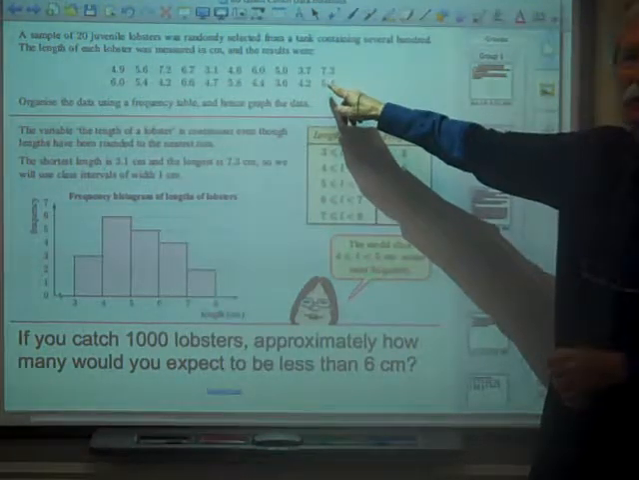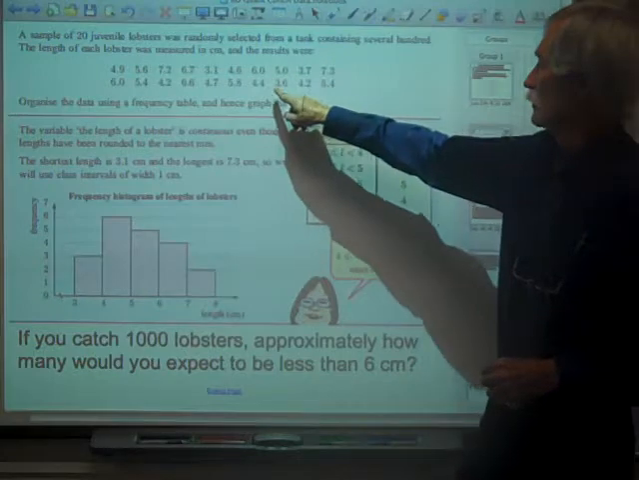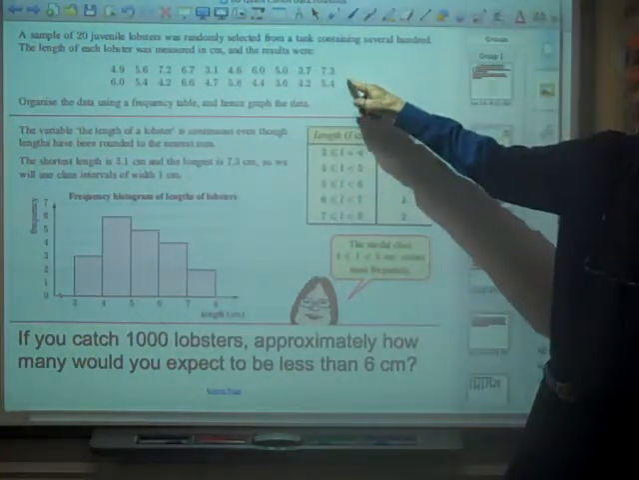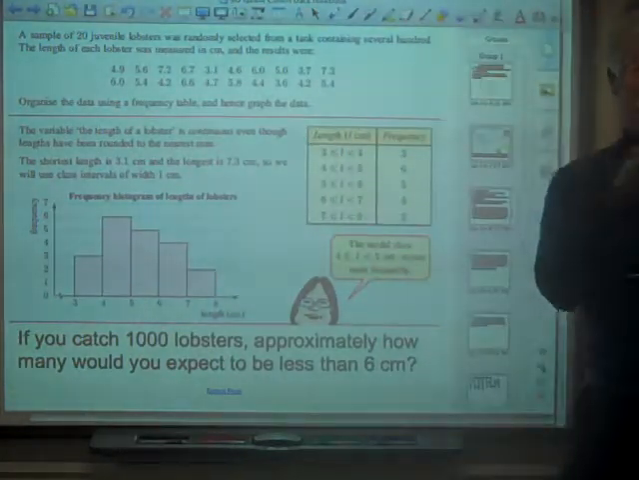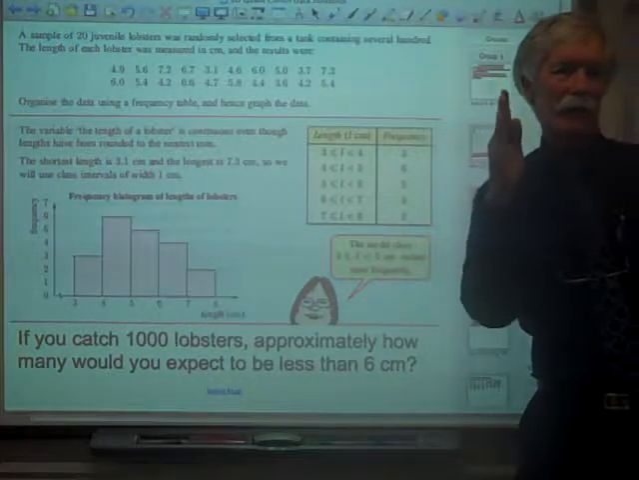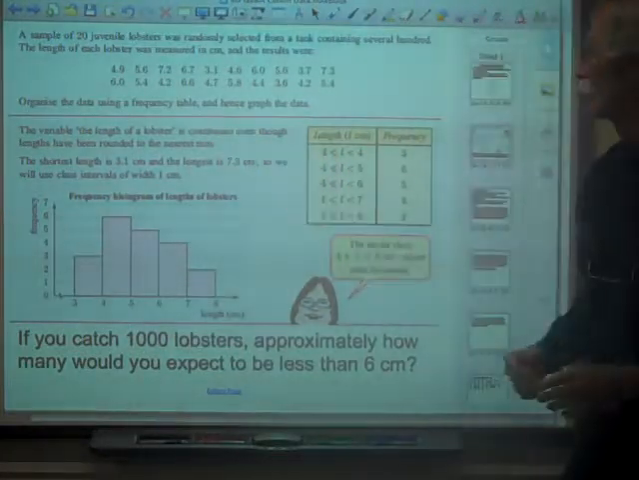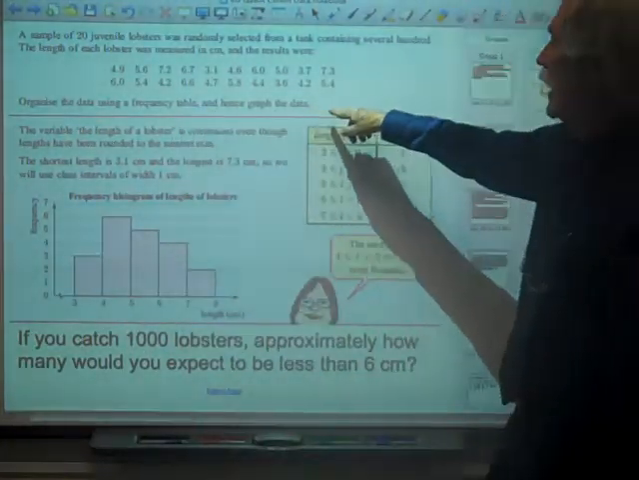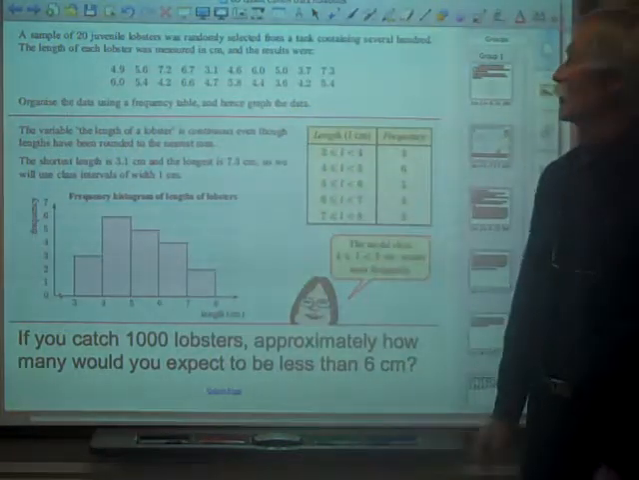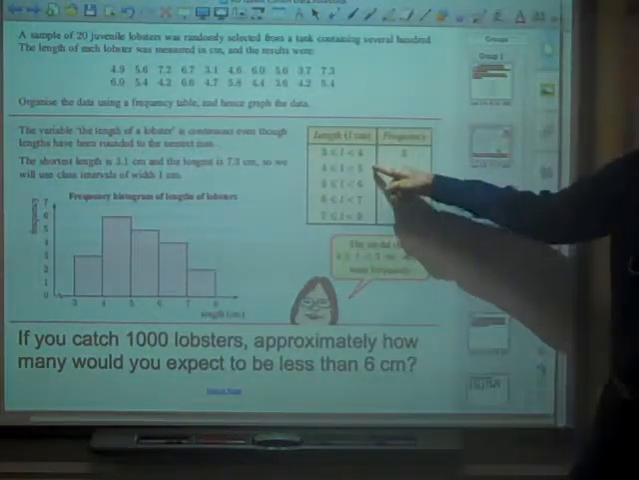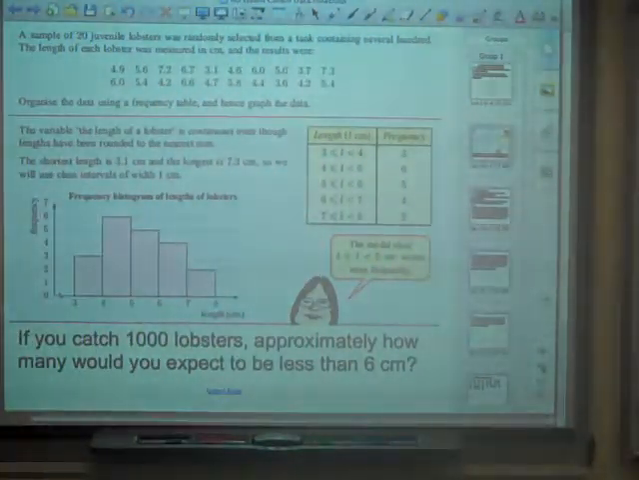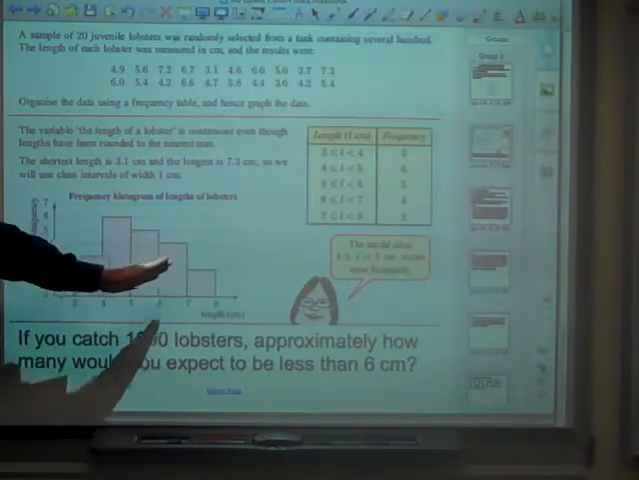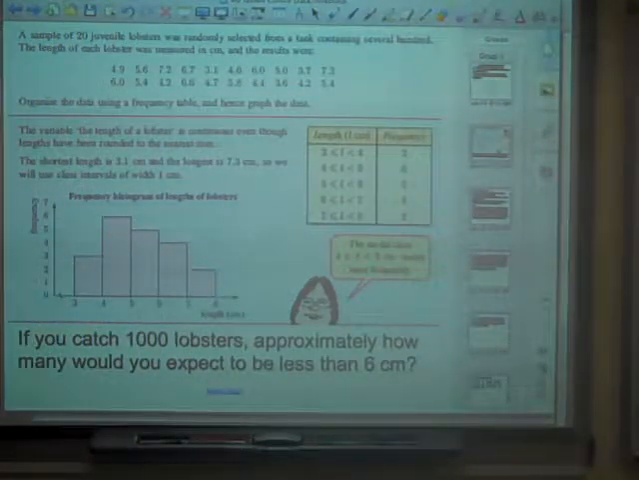Is this continuous or discrete? Are there fractional parts? Yes, because you're measuring how long the lobster is. So when you're measuring, you could definitely say a decimal, 7.3 centimeters or whatever. To organize this data, we would put it in a frequency table, and they organized it to put it in groups. Most bar charts should have 5 to 10 bars.